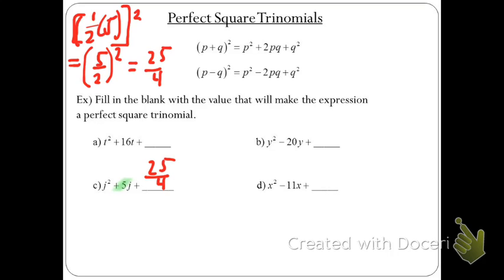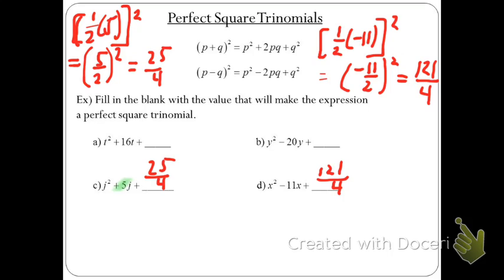Alright, then x squared minus 11x plus something is going to give us a perfect square trinomial. Figure out what that is for me. Alright, and you can check out my work at the top right part of the screen. I did take half of negative 11 and I squared it and got 121 over 4.